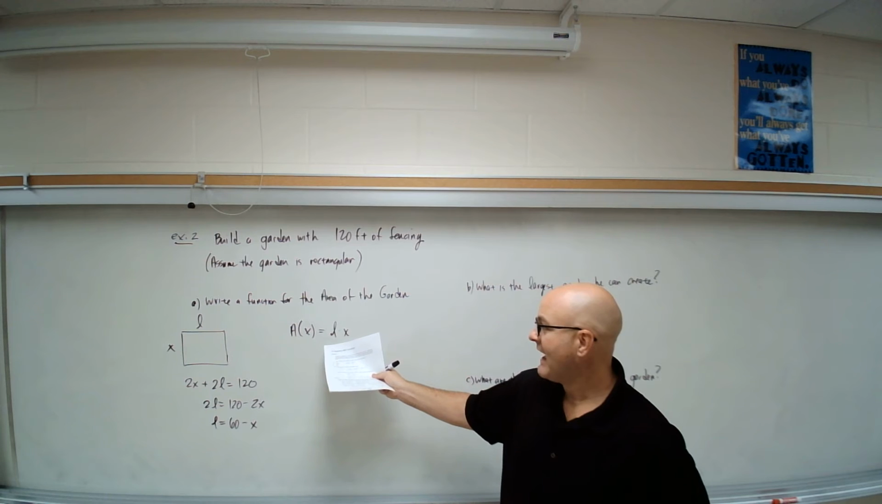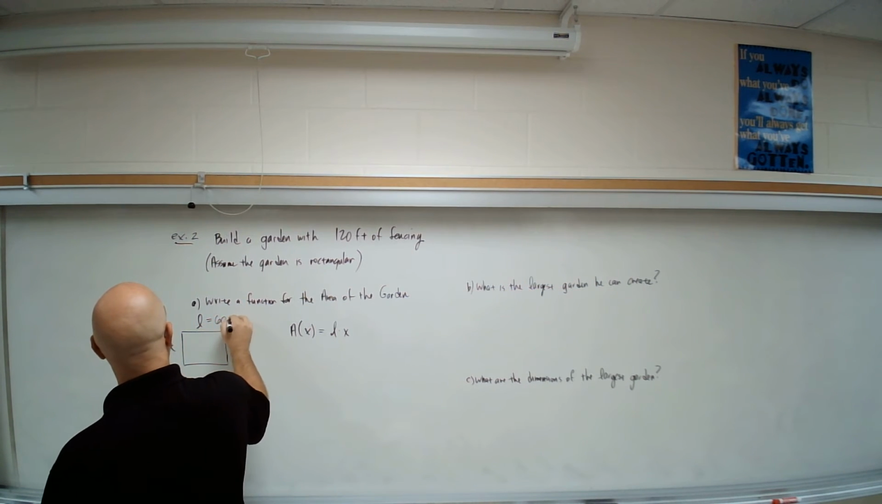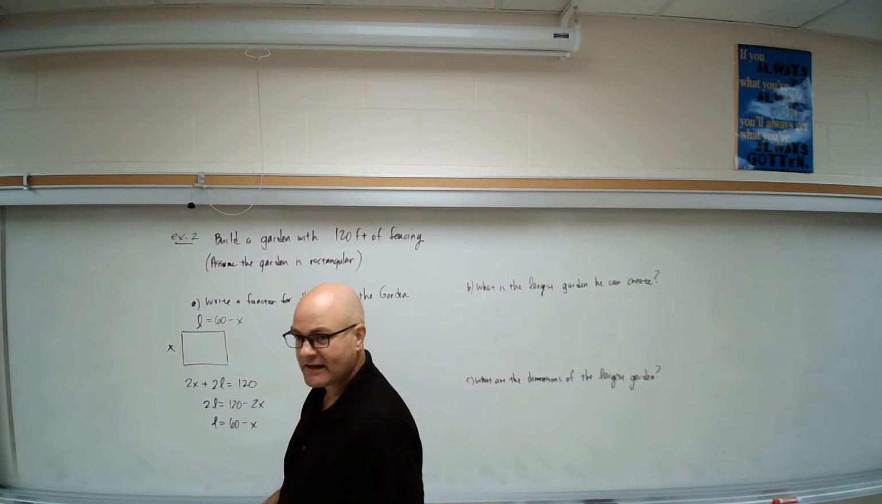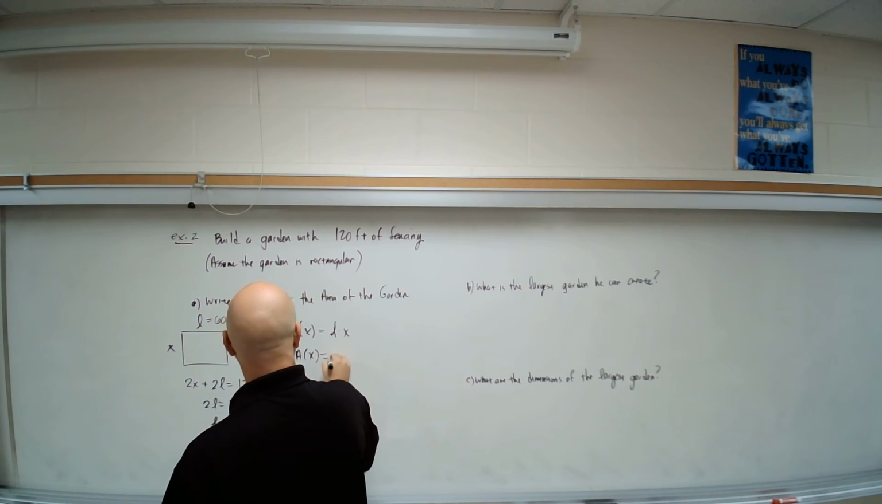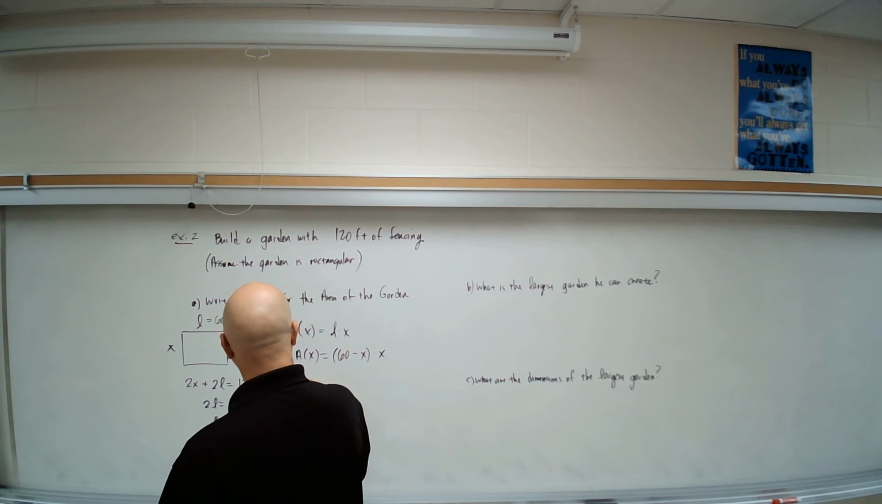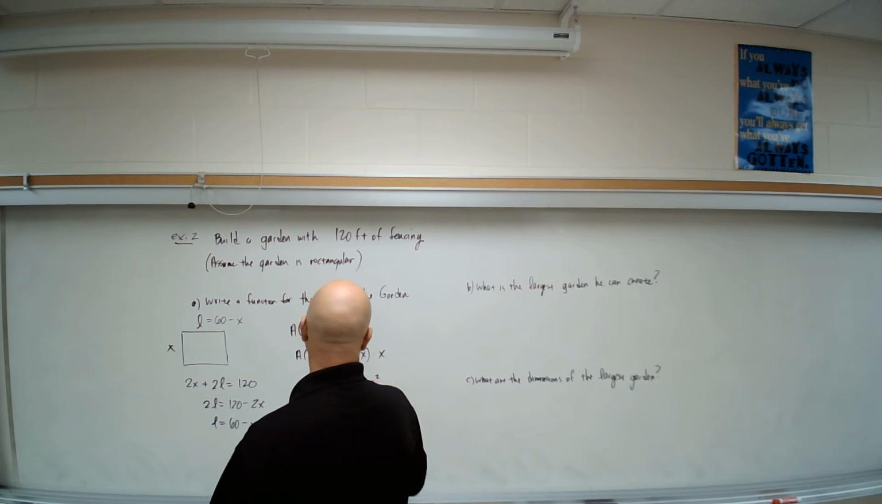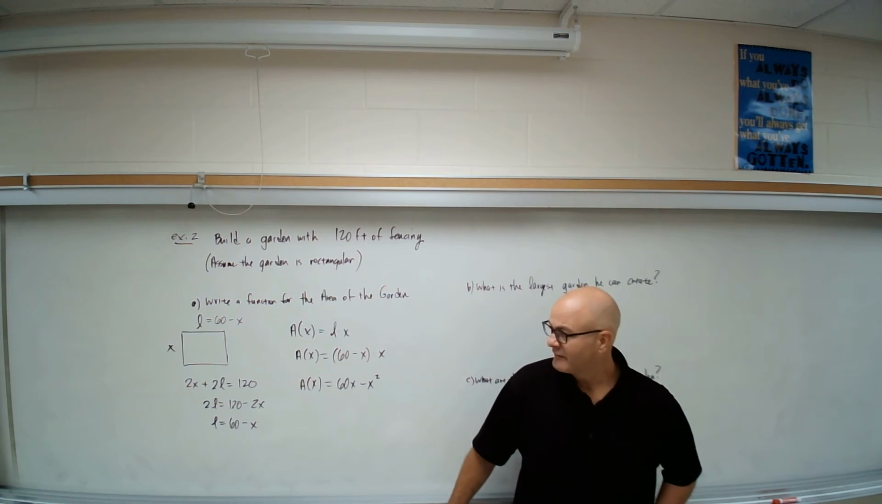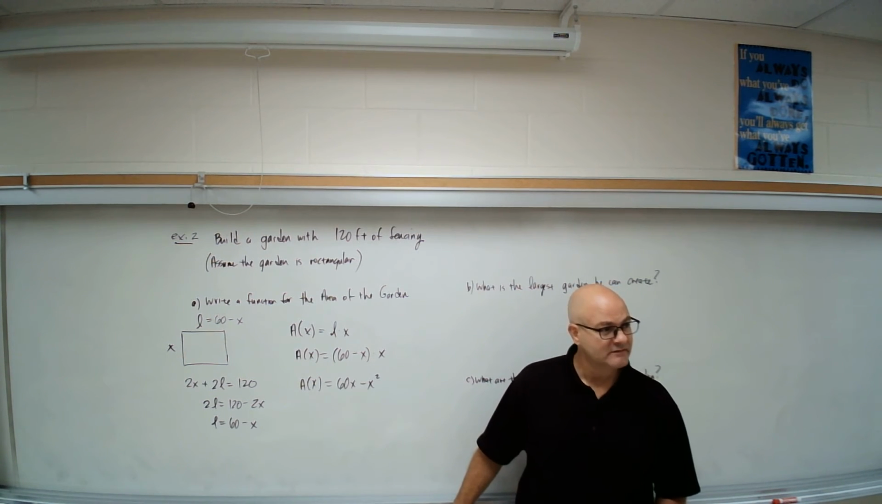So I'm going to take that. So L, again, is 60 minus x. So A of x equals 60 minus x times x, or you could say 60x minus x squared. Really either way is fine here. If you leave it in this form, you can factor it really easy, and we have a 0 at 0 and a 0 at 60.